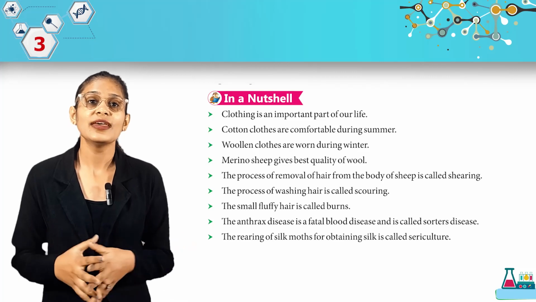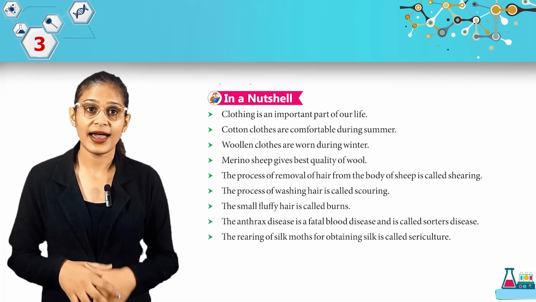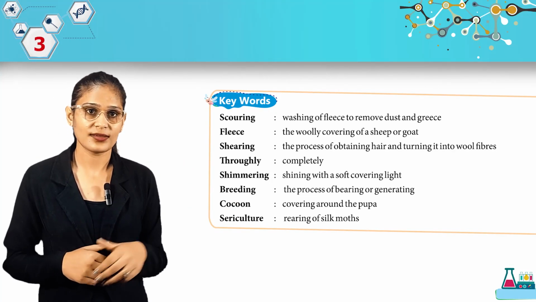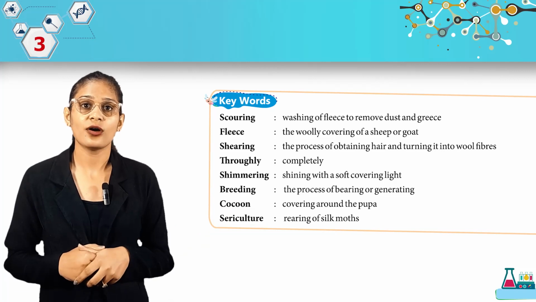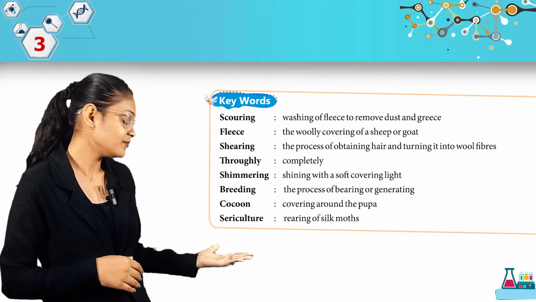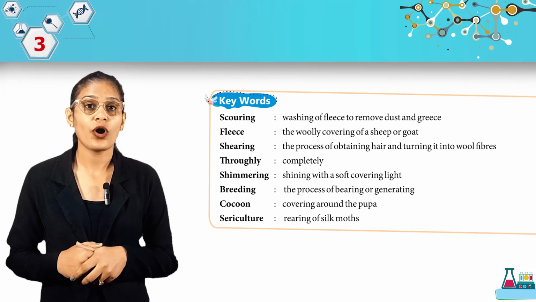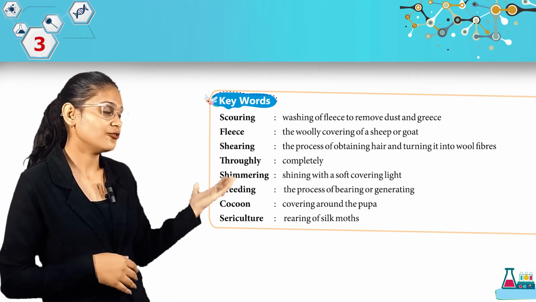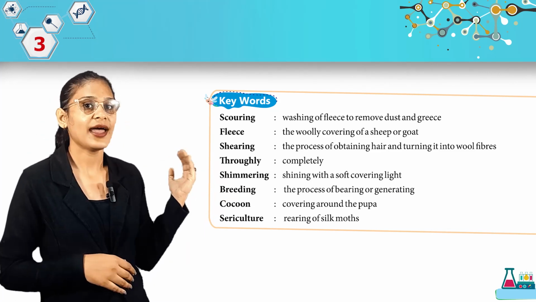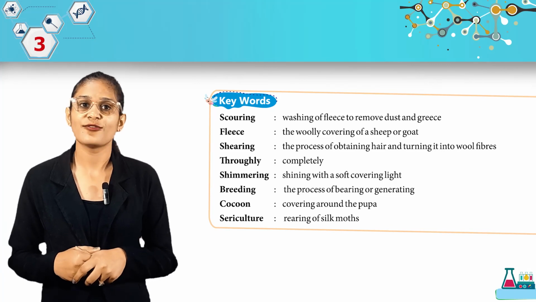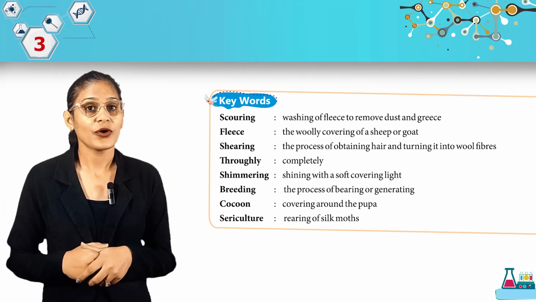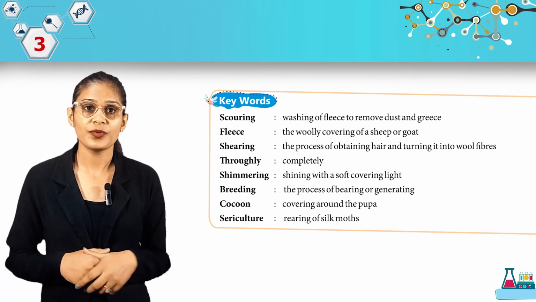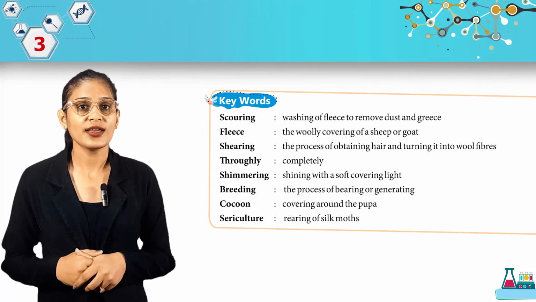So students, these are some key points, you have to learn them. Here we have keywords. Scouring, washing of fleece to remove dust and grease. Fleece, the woolly covering of a sheep or goat. Then we have shearing, the process of obtaining hair and turning it into wool fibers. Then simmering, shining with a soft covering light. Then breeding, the process of bearing or generating. Then cocoon, covering around the pupa. Then sericulture, rearing of silk moths.